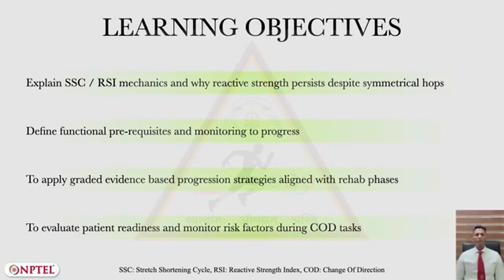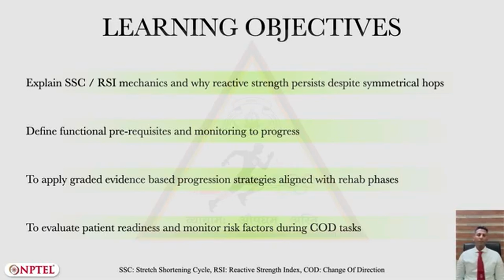These are the few important learning objectives. Firstly, the objective is to explain the stretch shortening cycle and the reactive strength index and why athletes may still have reactive deficits despite symmetrical hop distance. Secondly, we will define the functional prerequisites for progression, including strength threshold, landing quality, and load tolerance, and how to monitor them.